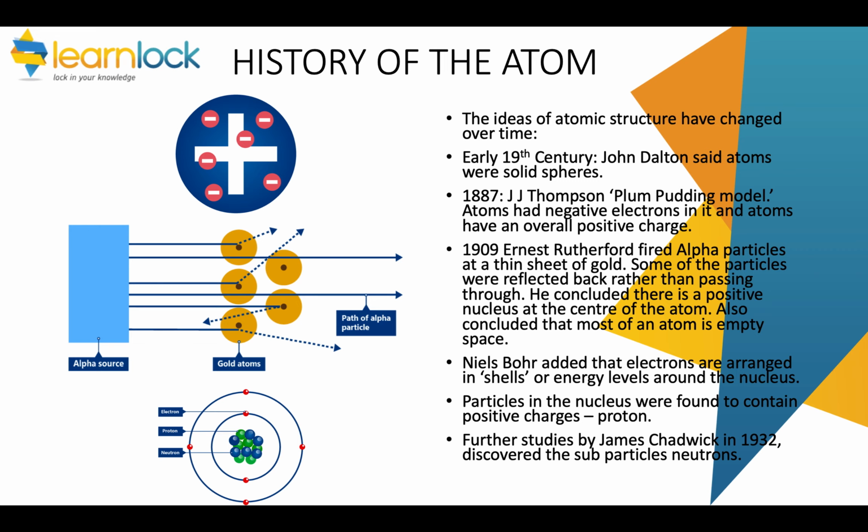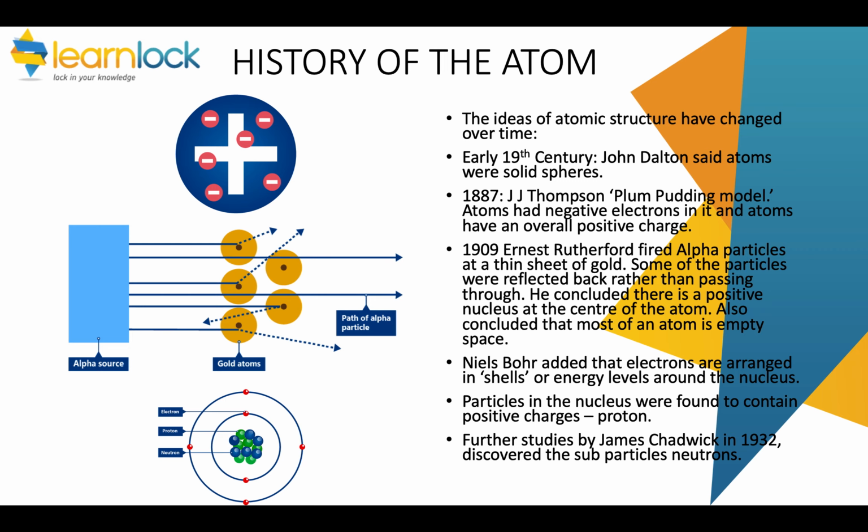In 1887, J.J. Thomson came up with the plum pudding model, which is shown at the top here, where he said atoms had negative electrons in it and an atom had an overall positive charge. It was an experiment by Ernest Rutherford in 1909 which developed the theory of the atom further.